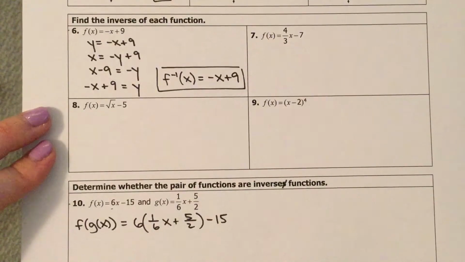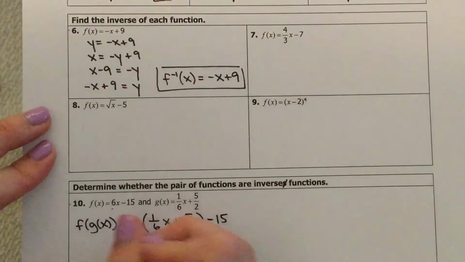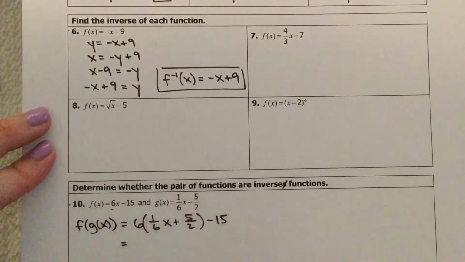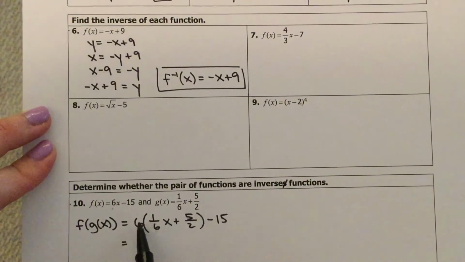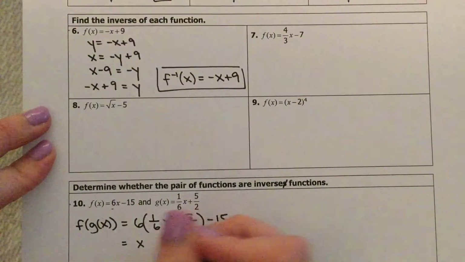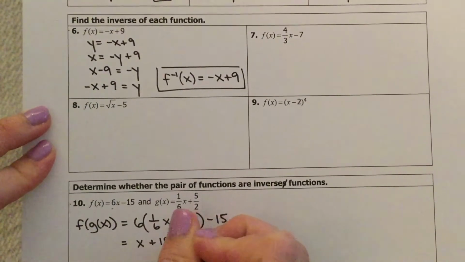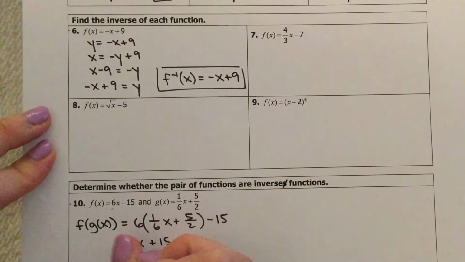Okay, so it looks like that. All right, so simplify this completely. Distribute the 6. 6 times 1/6 x is just an x. 6 times 5 halves. Remember, 6 divided by 2 is 3, times 5 is 15, and then minus 15. So this comes out to equal x.